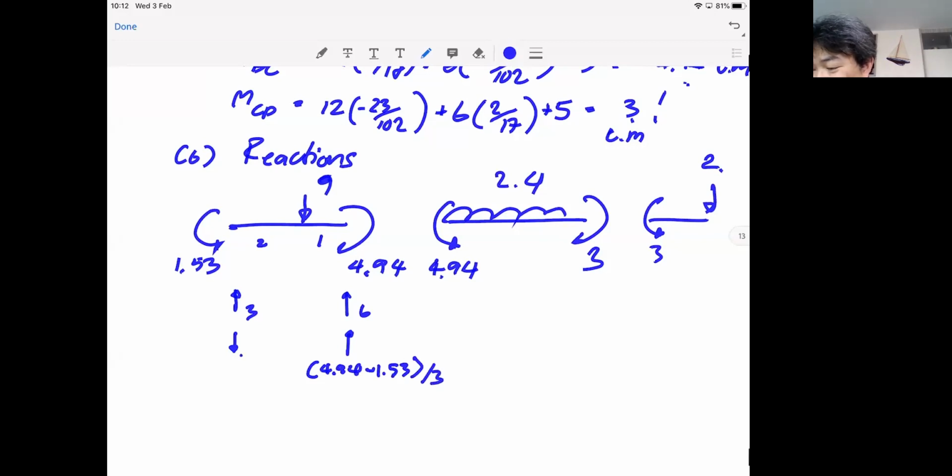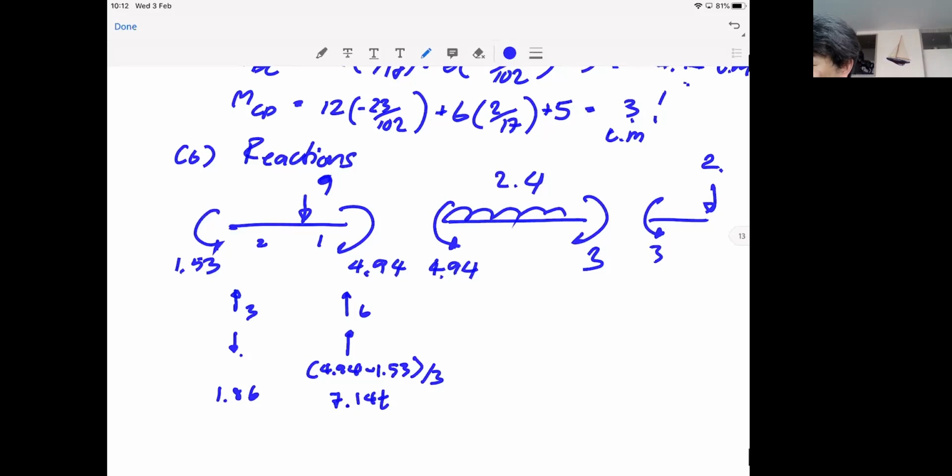And this is exactly the same, but in the opposite direction. You could just take moment of the entire member, or you could just do this, okay? And in the end, what we have here is 7.14 tons for this reaction. And here we have 1.86.